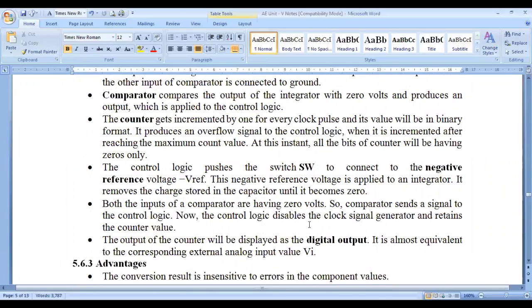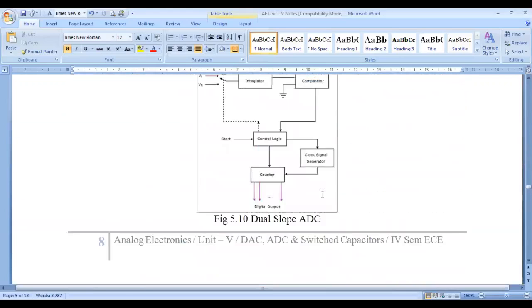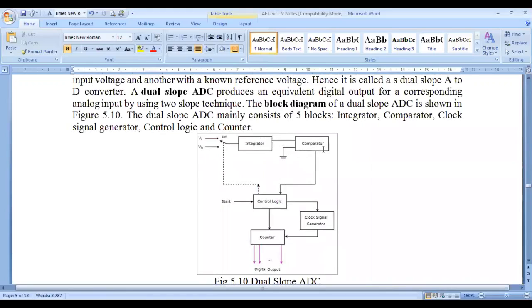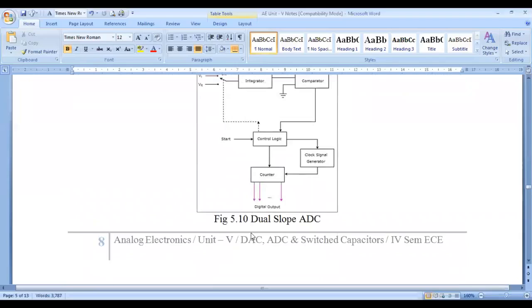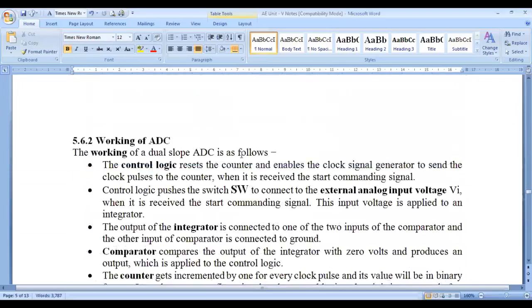Now the control logic disables the clock signal generator and the negative reference voltage is applied to the integrator. It removes the charge in the capacitor until it becomes 0. When it becomes 0, the comparator output will become 0. When the comparator output becomes 0, the control logic will stop. At that time, the value of the counter will be retained. That is the value of the digital signal with respect to the applied analog signal.